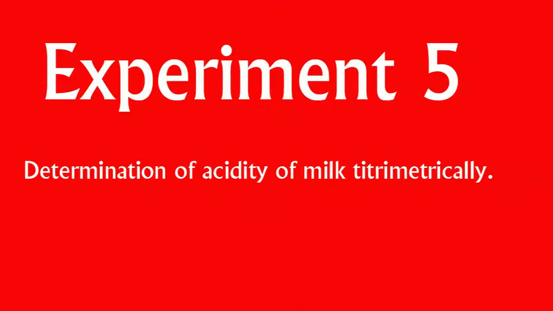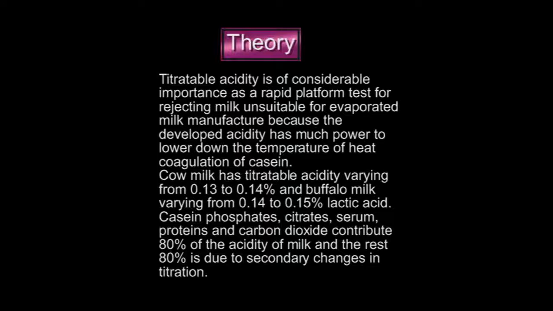Experiment 5. Determination of acidity of milk titrimetrically. Titrable acidity is of considerable importance as a rapid platform test for rejecting milk unsuitable for evaporated milk manufacture because the developed acidity has much power to lower down the temperature of heat coagulation of casein.